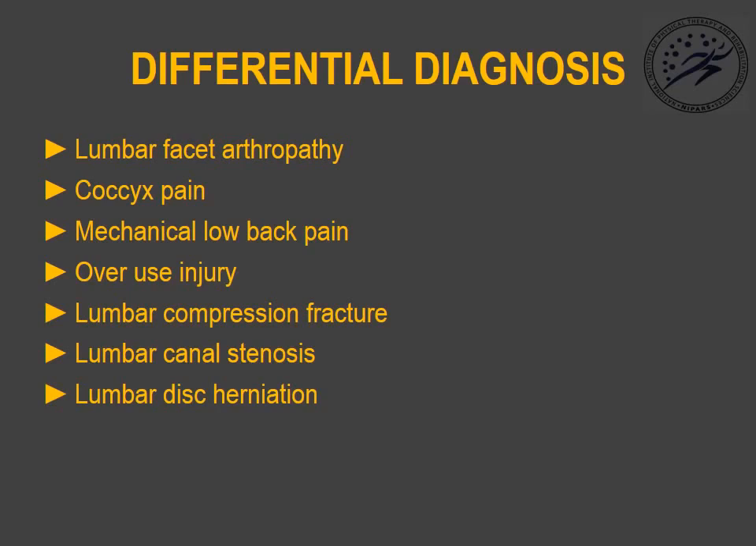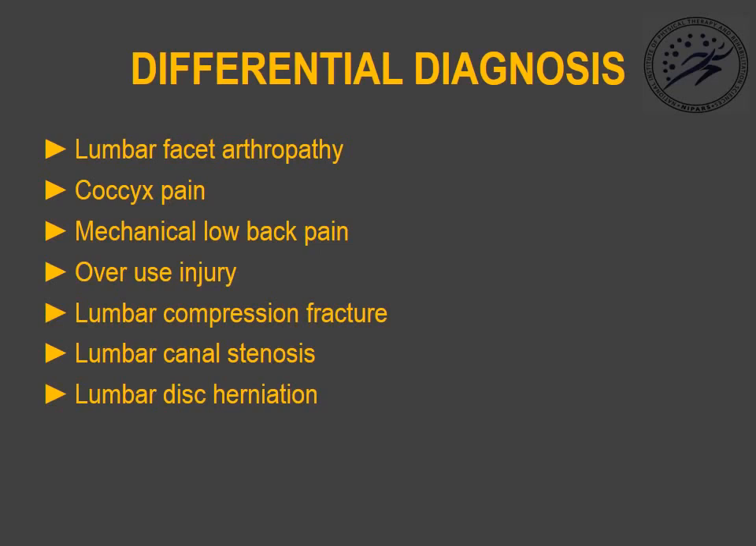Then mechanical low back pain. It is the most common cause of lower back pain, primarily from the muscles which become strained, ligaments, joints, maybe the facet joint, sacroiliac joint or bones in and around the spine. Pain tends to be localized to the lower back and buttocks.